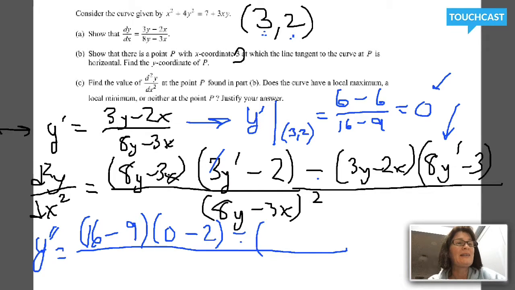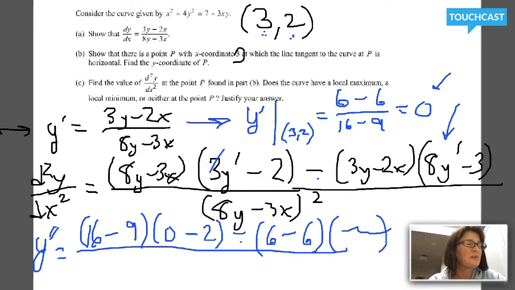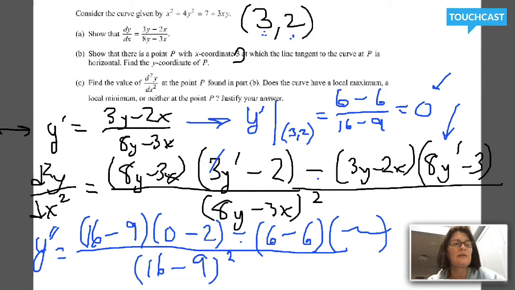3y minus 2x, that's 6 minus 2 times 3 is 6. Oh, that's nice that that showed up. Again, there's a big 0, so I don't even care what this is because I'm going to multiply it by 0. And that's all over 8 times 2 is 16 minus 3 times 3 is 9, all squared.